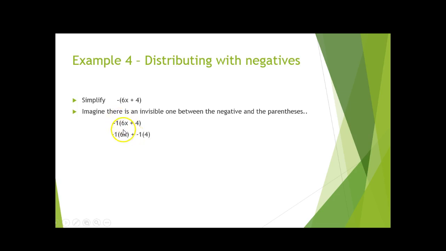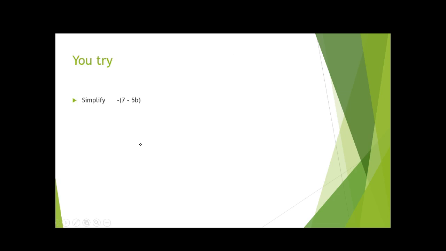So the -1 goes to the 6x, the -1 goes to the 4, and we're left with negative 1 times 6x, which is negative 6x, negative 1 times 4, which is negative 4. Okay, you're up. Make sure to put a 1 after this negative sign. What's negative parentheses 7 minus 5b?